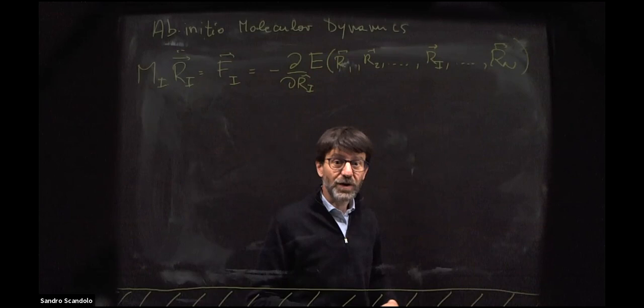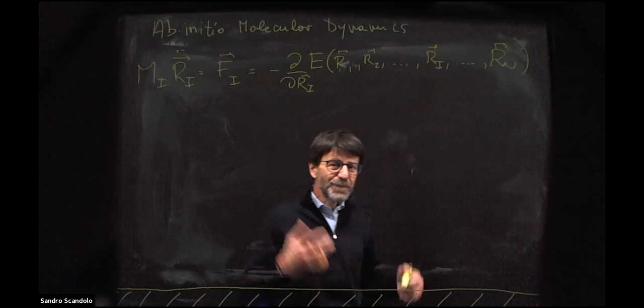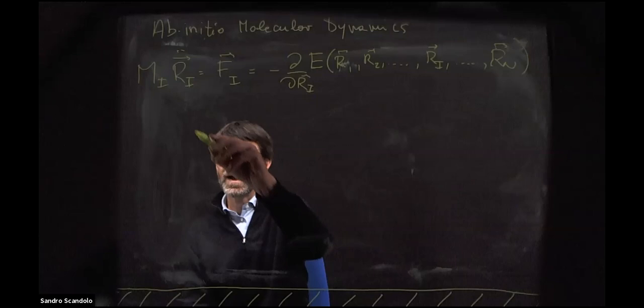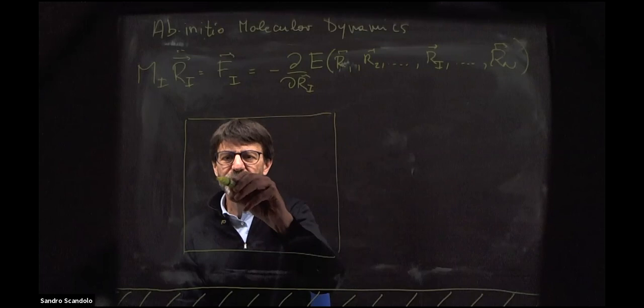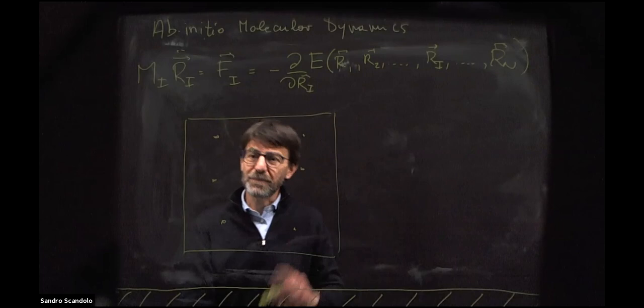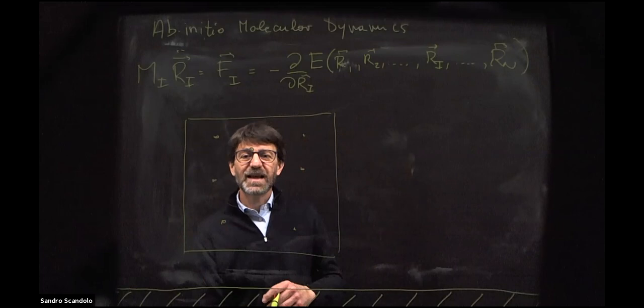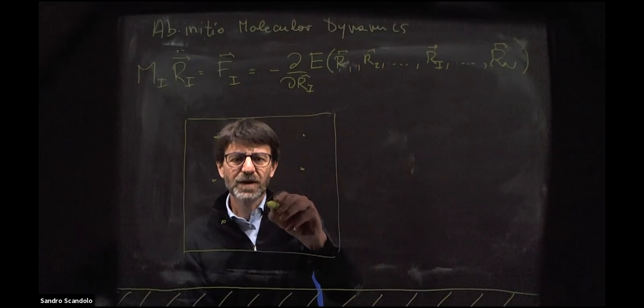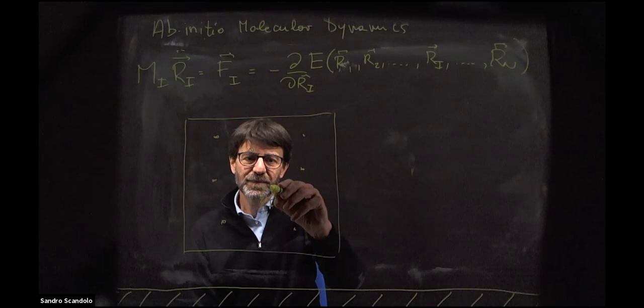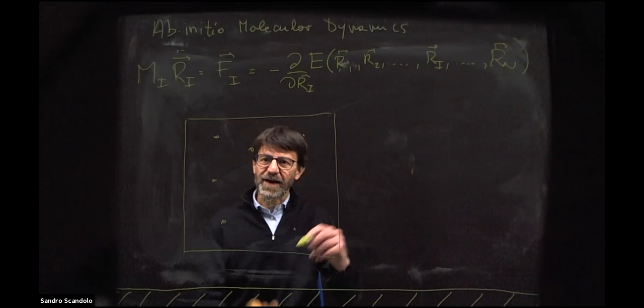Okay. Now, let me elaborate a little bit on the complexity of this task, right? So I have my box here, and I have my particles here. Now I'm not going to call them atoms any longer, okay? I'm going to call them ions or nuclei, because in an ab initio framework, the electrons are everywhere, right? So this is, for example, a nucleus with charge Zi and mass Mi, and position Ri, of course. So the points will be defined by what we used to call atomic positions.